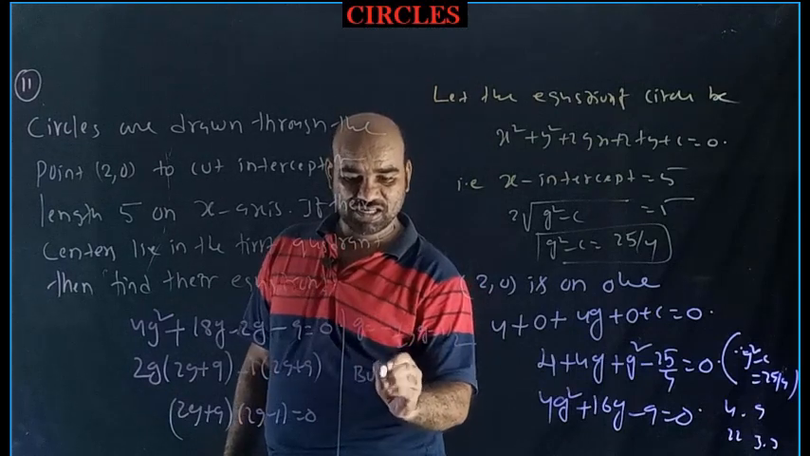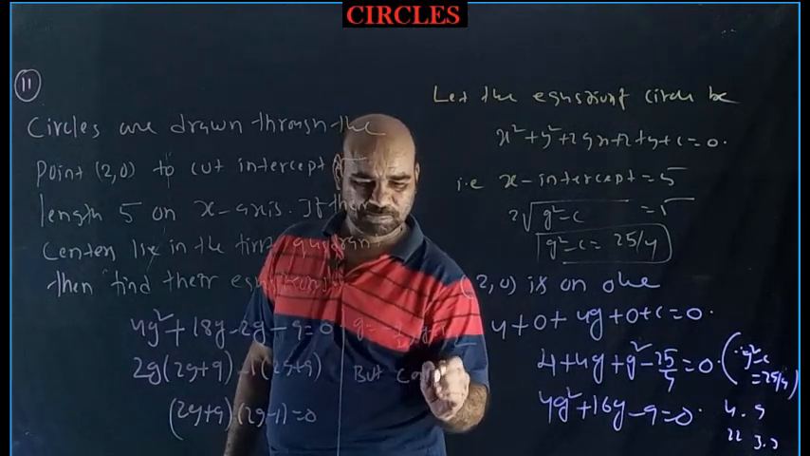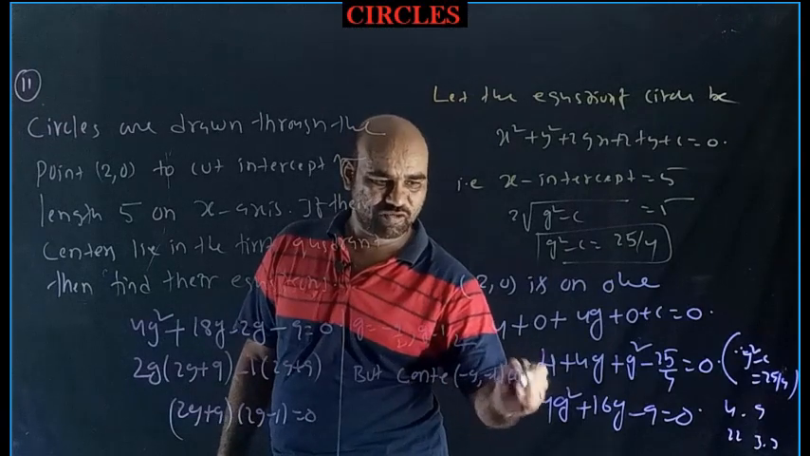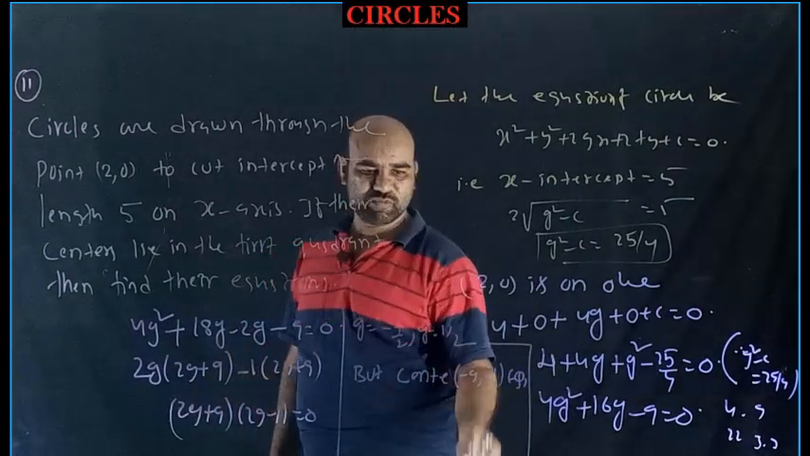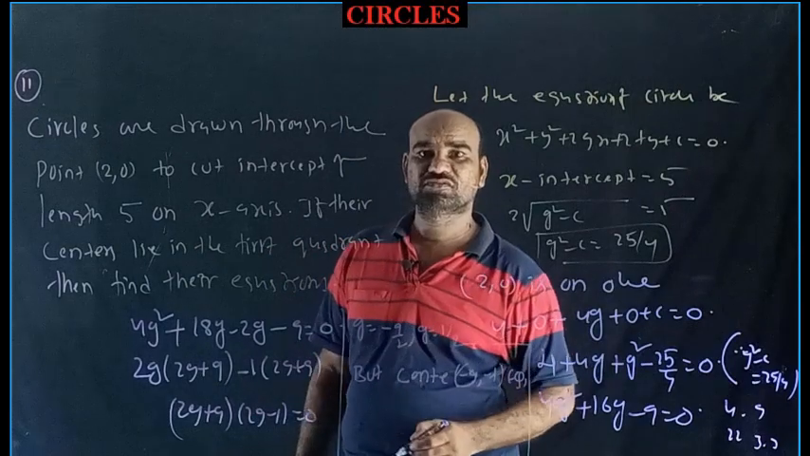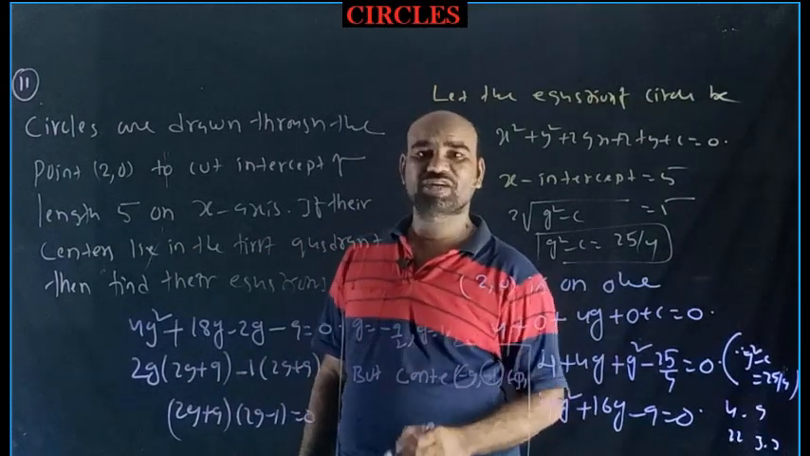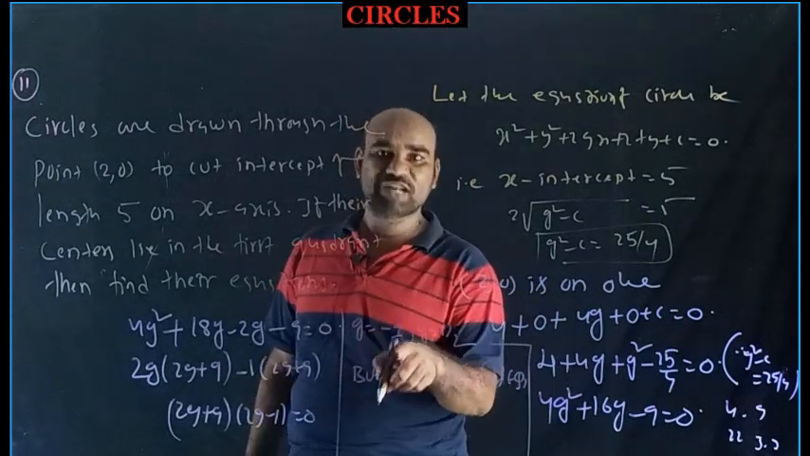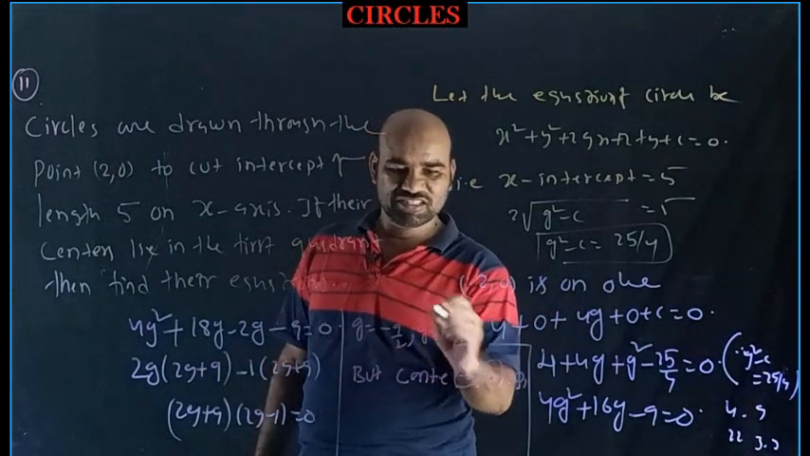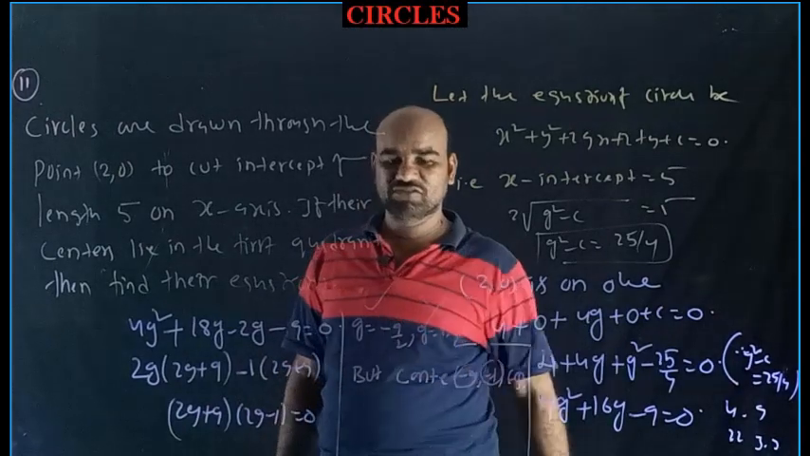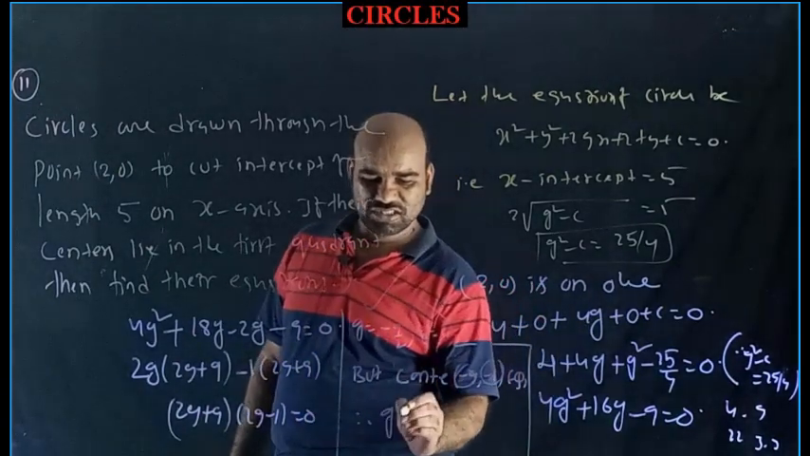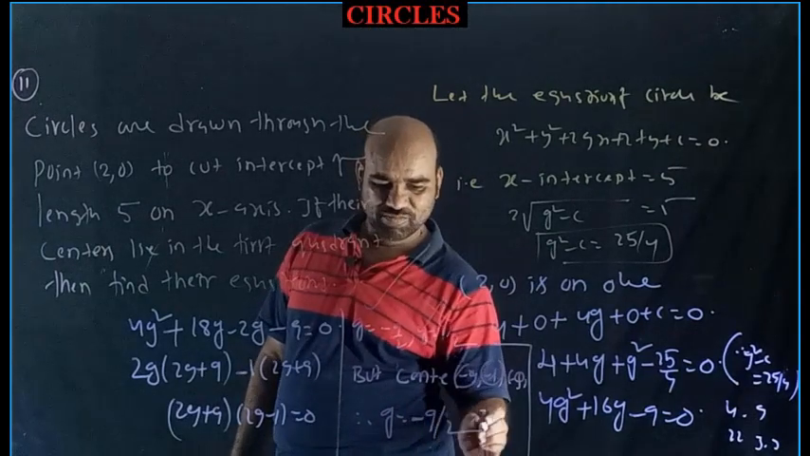But what is given about the center? Minus g comma minus f belongs to the first quadrant. First quadrant means what? Minus g should be positive, minus f should be positive. Minus g should be positive. Means g is minus 9 by 2, means minus g is plus 9 by 2. For g equal to 1/2, minus g is minus 1 by 2. This is rejected. So this is the required value. Therefore g is equal to minus 9 by 2.